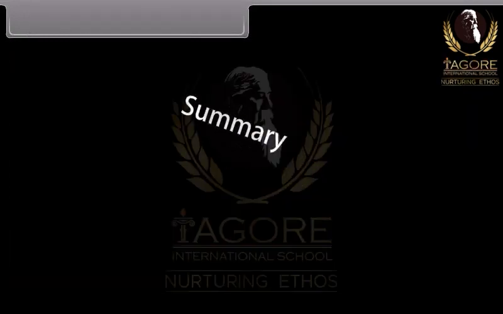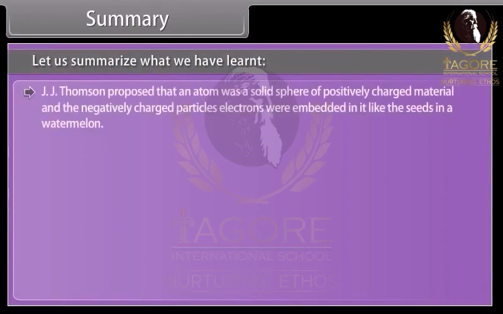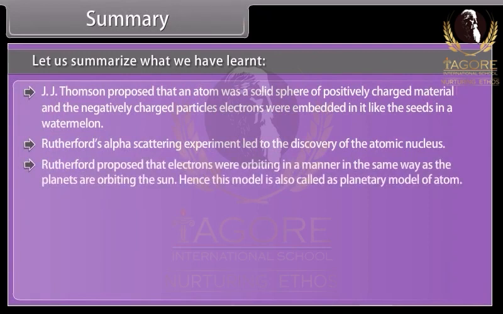Summary. Let us summarize what we have learned. J.J. Thomson proposed that an atom was a solid sphere of positively charged material and the negatively charged particles, electrons, were embedded in it like the seeds in a watermelon. Rutherford's alpha scattering experiment led to the discovery of the atomic nucleus. Rutherford proposed that electrons were orbiting the nucleus in the same way as the planets orbit the Sun. Hence, this model is also called the planetary model of the atom.